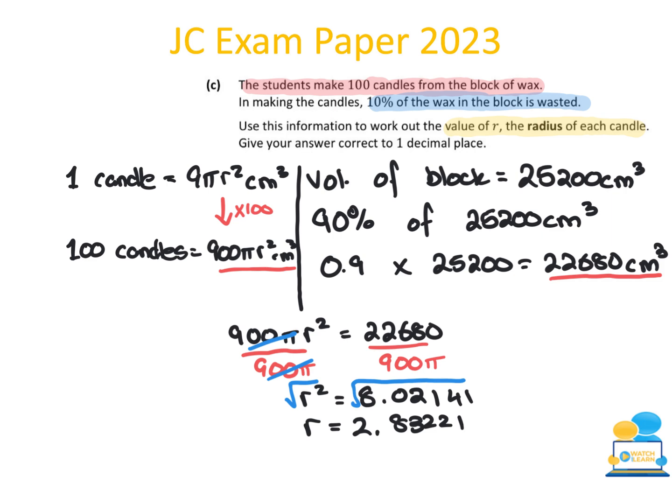2.83221. So before I can finish off this question, it told me at the very end to give my answer to 1 decimal place. So rounding my answer there, I can see that 8 is in the 1 decimal place position and its neighbour 3 will keep that as 8. So my radius for one of these candles is 2.8 and my unit is centimetres. And that's my final answer.